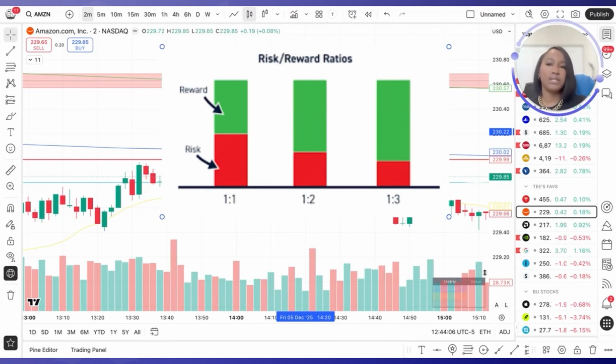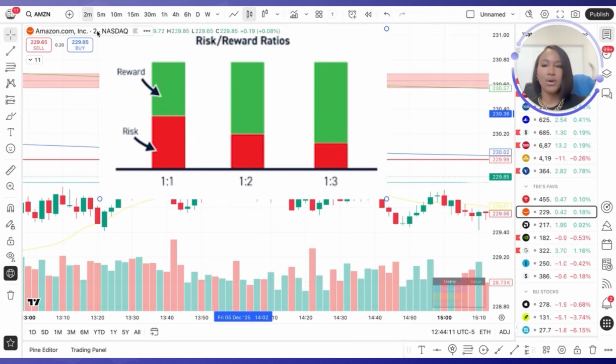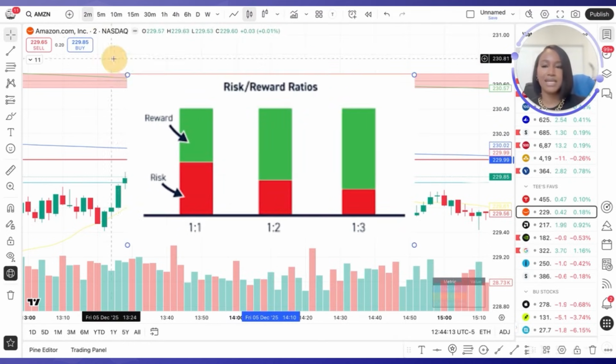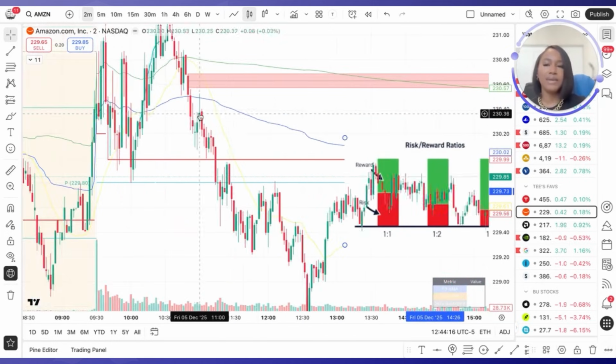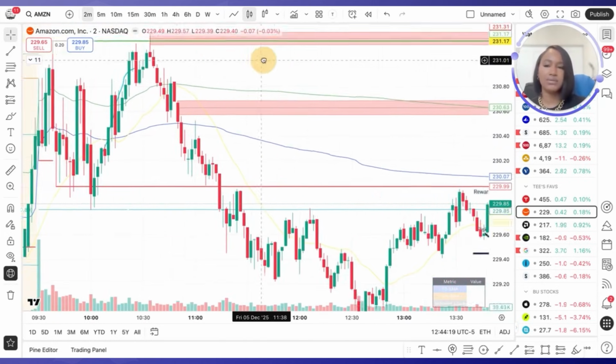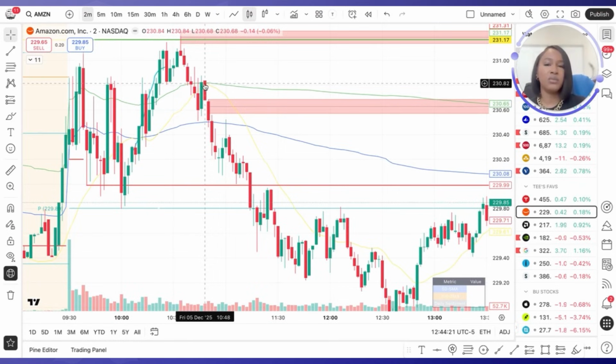So let me give you a real example. If we're about to take this trade on Amazon right here, we're about to get into a potential play. We're maybe taking a put, right? Because this has a nice little downtrend happening here. We might be interested in taking a put play, right?